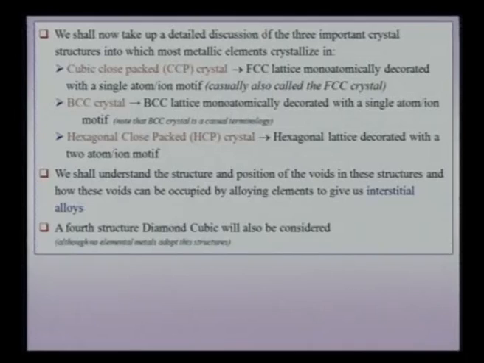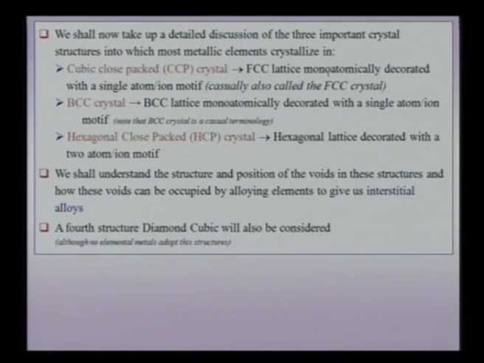We shall now take up a detailed discussion of the three important crystal structures into which most of the metallic elements crystallize. The first one being the cubic close-packed crystal, the second one being the BCC crystal, and the third one being the hexagonal close-packed crystal. Often we call, as we know, the CCP crystal, the cubic close-packed crystal, also as the FCC crystal.